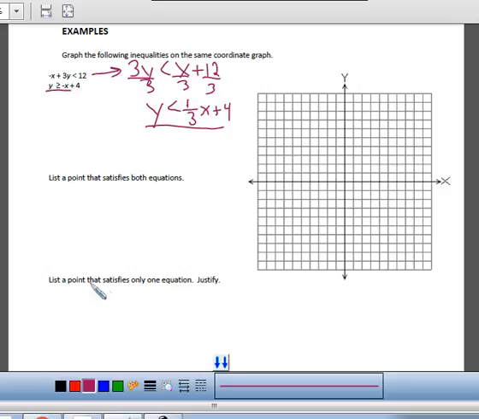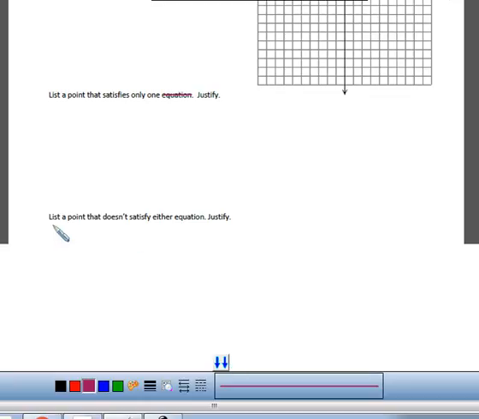Then you're going to list a point that satisfies only one. Actually, these are incorrect. This should not say equations. It should say inequalities. And then justify, you could do the check for that. And then the last one, list a point that doesn't satisfy either inequality. Okay? So do those three things on your own.